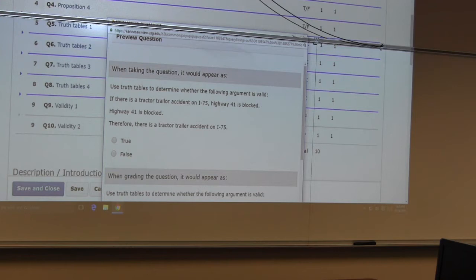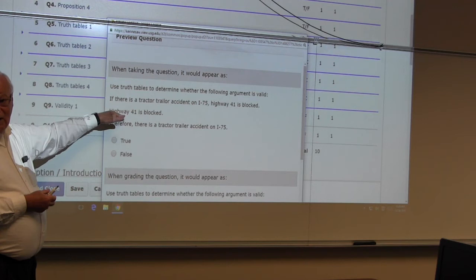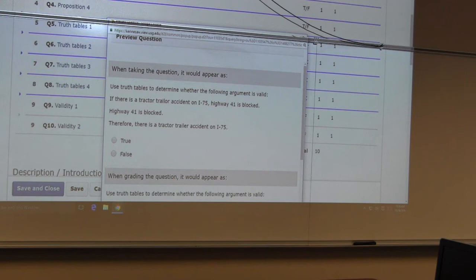Now, we only want to look at where this is true and this is true, right? Because we said that those are the two givens. The if statement is one of the givens, and Highway 41 is blocked is one of the givens. So we want to look at where those two are true at the same time. Well, here they're true at the same time. So I put a little arrow here just to remind us of that. Here they're true at the same time, and that's it, those two.